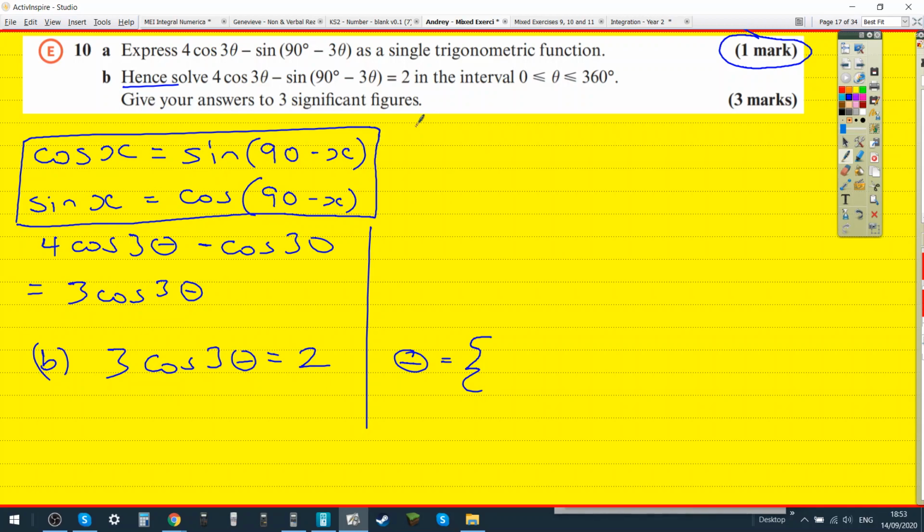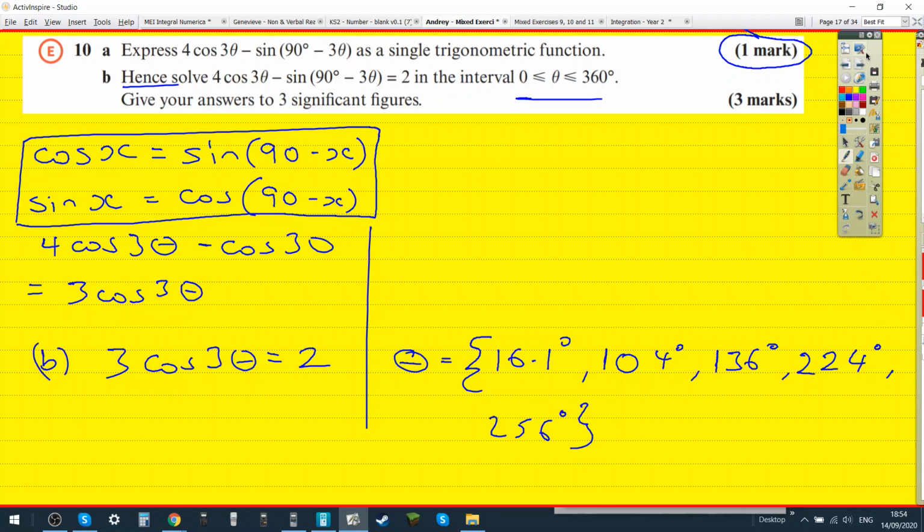I got a couple of solutions as well, but I just need to say the ones from 0 to 360. So I got 16.1, 103 point, or just 104, sorry. Okay. Yeah. 136, 224, 256, and that's it.